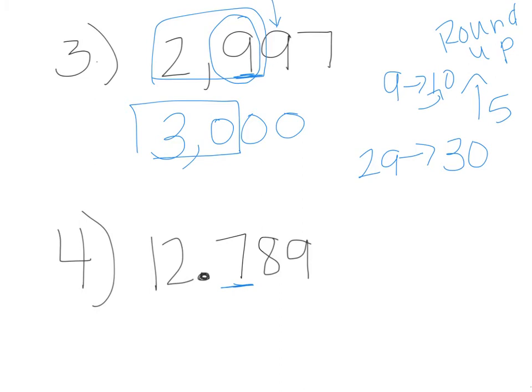Okay, let's look at number 4. 12 and 789 thousandths. Okay, I'm looking at my 7, so that means I have to look back at my 8. Okay, that's also bigger than 5, so we still need to round up. Okay, if I look at my 7, 1 bigger than 7 is 8, so it's going to turn into 12 and 8 tenths. All right, why don't you go ahead and pause your video again and try 5 through 8 first, and then we'll go over them together.